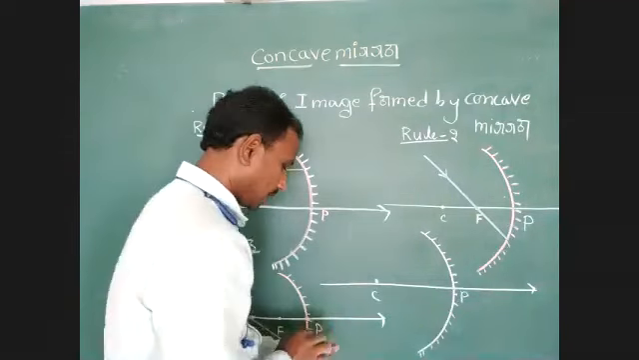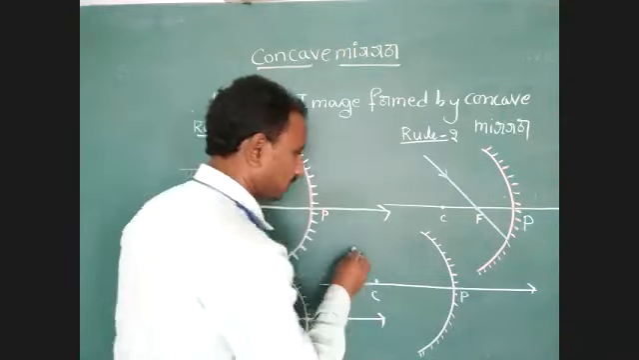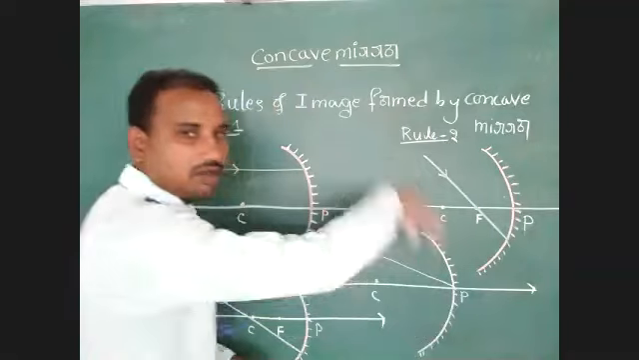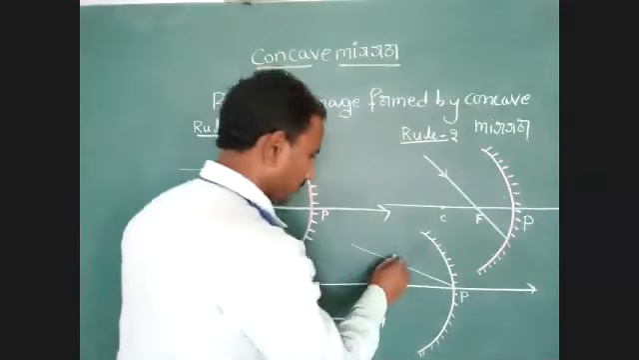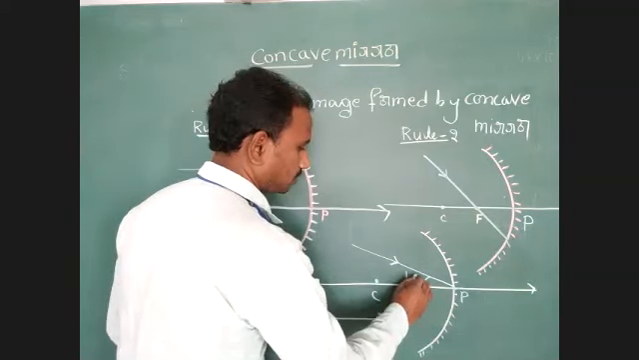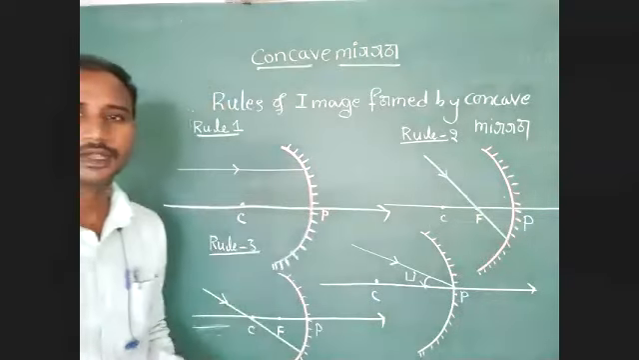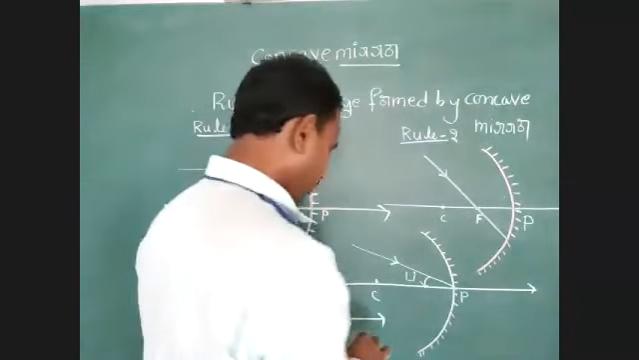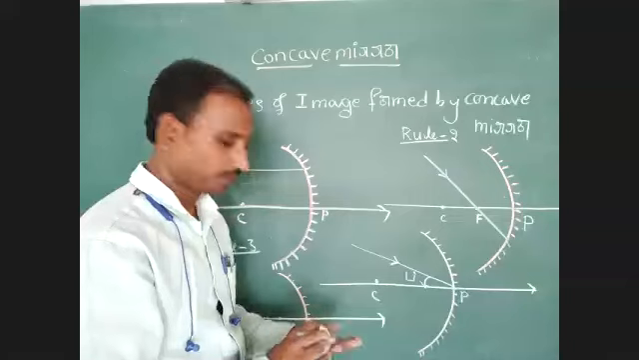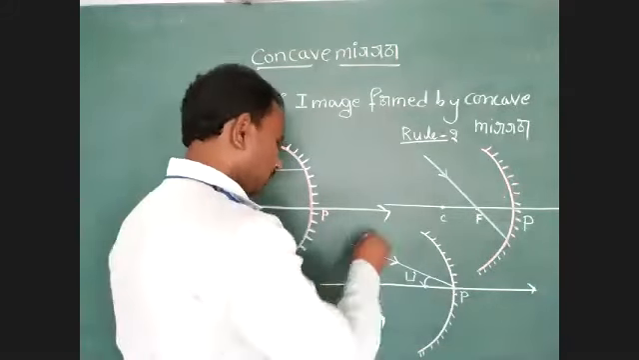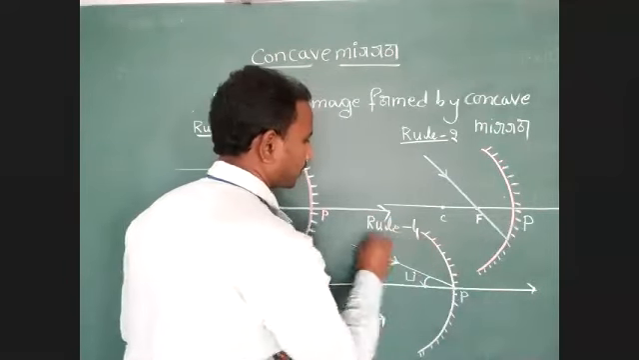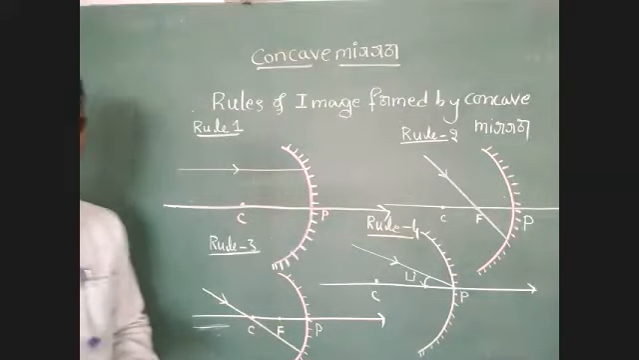Now we have to consider that incident ray, incident at a point P on the reflecting surface of the concave mirror. This light ray makes an angle of incidence with respect to the normal, angle I. Okay, these 4 rules are very important for image formation by a concave mirror. This is the 4th rule. Understood, students? Now one by one we have to discuss.